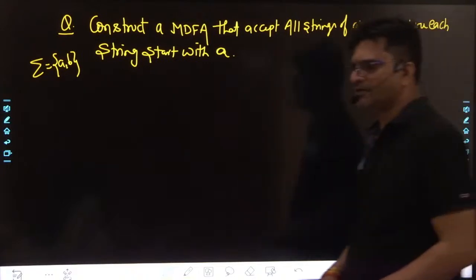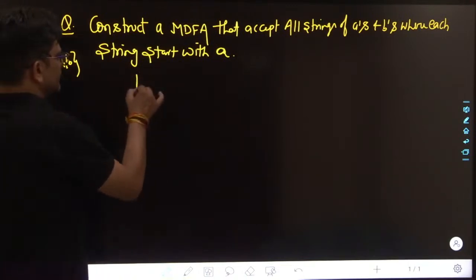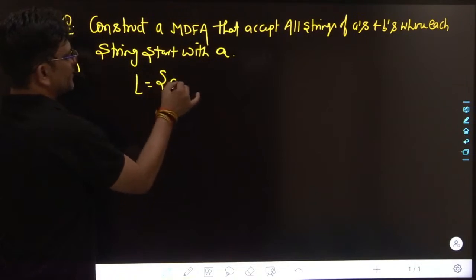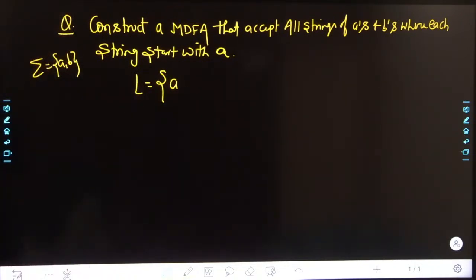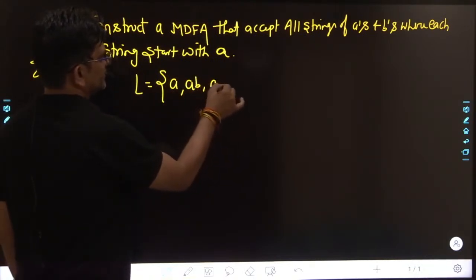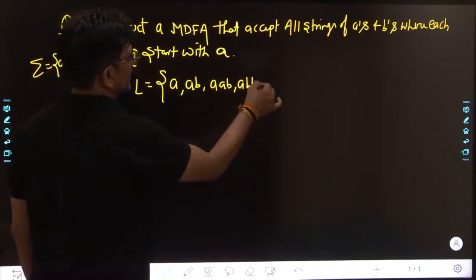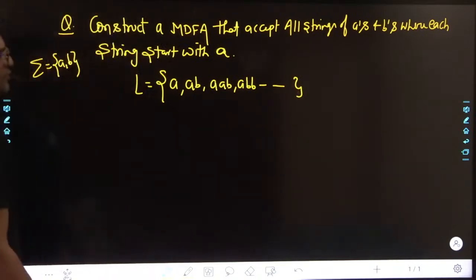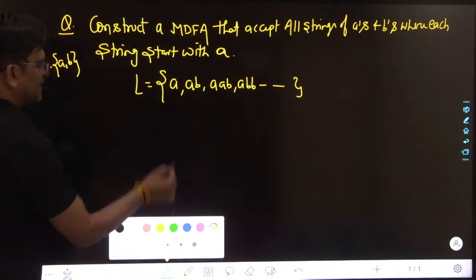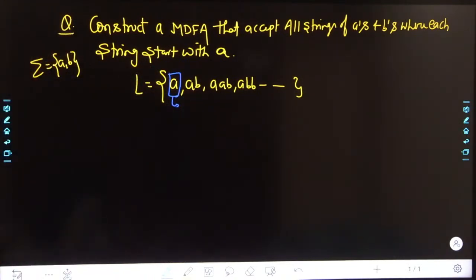Okay. See the language. What is the language for that? The minimum length string is A because it always starts with A. Next is AB, then AAB, ABB, and so on. So what is the minimum length string? The minimum length string is this. So first you construct the skeleton for this string.